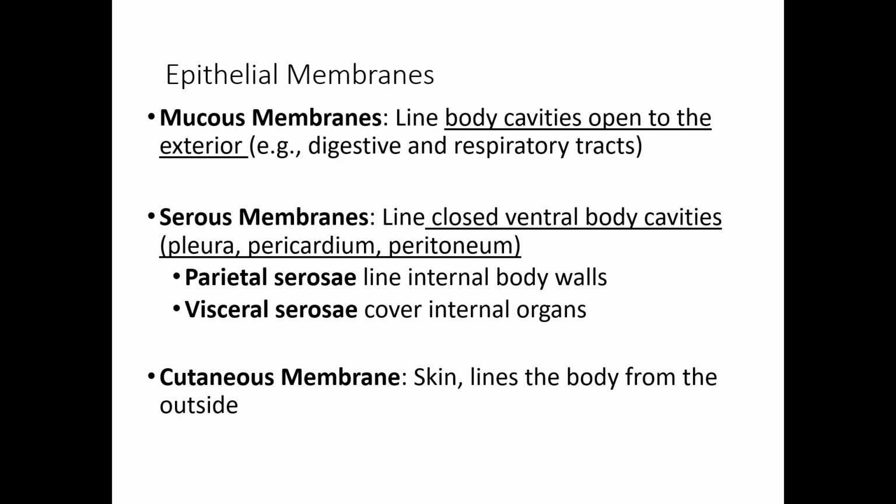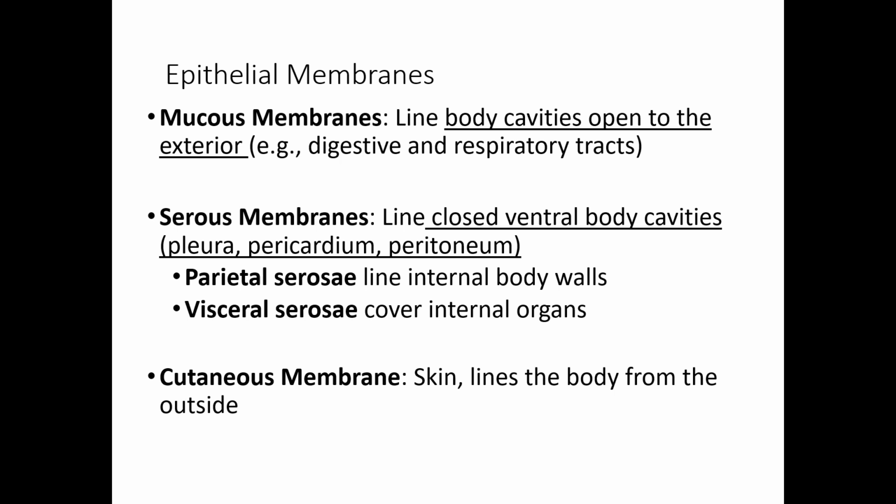Next one, serous membranes are lining our body cavities that are close to the environment, like pleura for the lungs, pericardium for the heart, peritoneum in our abdominal cavity. Each of those membranes is made of 2 layers. Parietal layer that lines body walls, and visceral membranes that covers the organ itself.